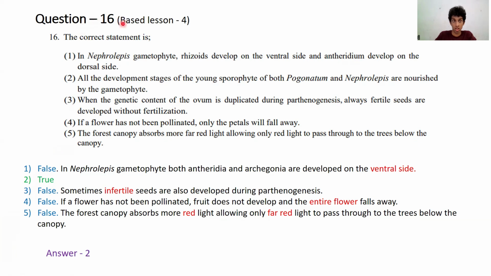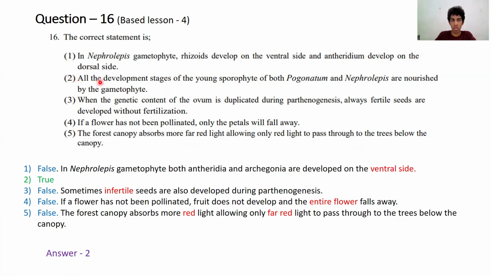Question number 16. It is based on the fourth lesson. The correct statement is: in Nephrolepis gametophyte, rhizoids develop on the ventral side and antheridium develop on the dorsal side. That is false. In the Nephrolepis gametophyte, definitely rhizoids develop on the ventral side. But the gametangium, that means the antheridium and the archegonia, also develop on the ventral side. Therefore, statement 1 is false.